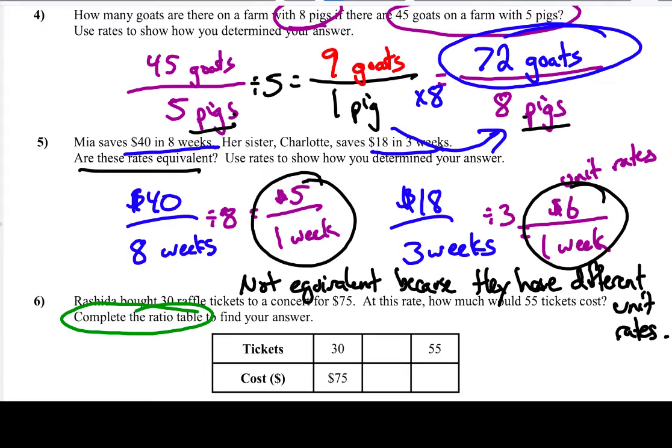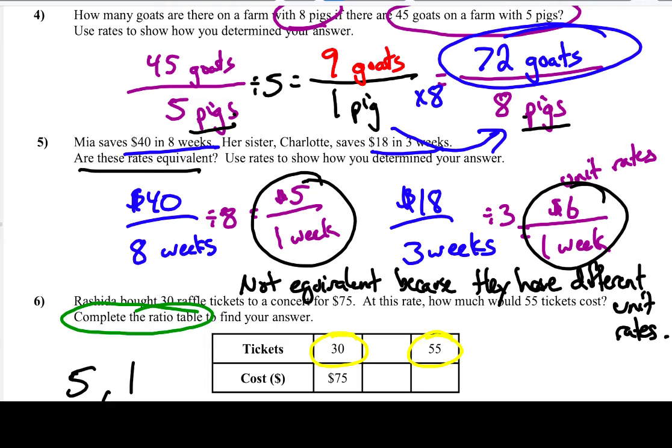For this one, it says, for 30 tickets, it costs $75. We want to know how much would it cost for 55 tickets. So in a ratio table, remember we always say, how did I go from one number to the next? That's my starting location. Well, I need to go from 30 to something and then to a 55. There are really kind of two options. I can go down to a 5 or I can go down to a 1. Both of them work just fine.